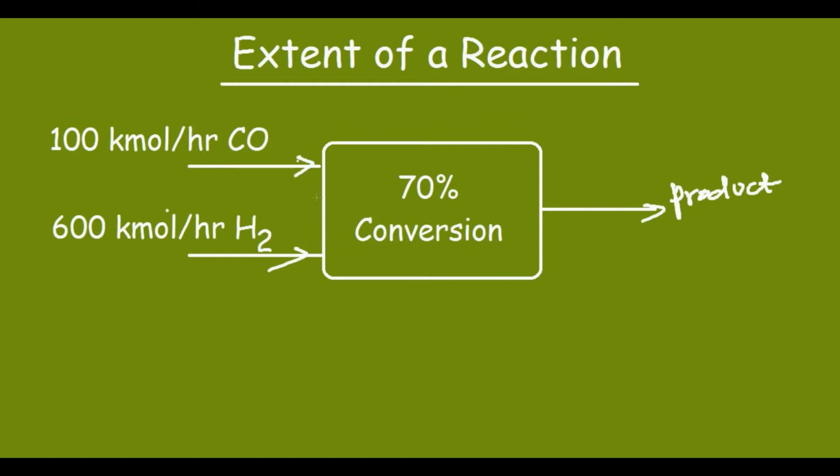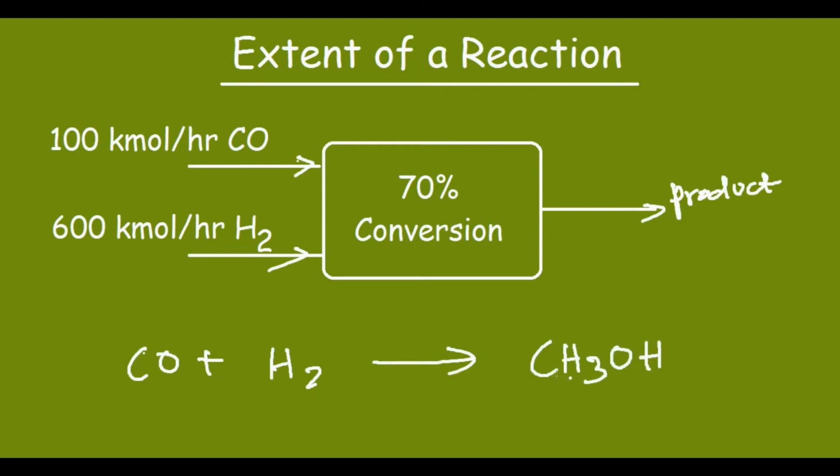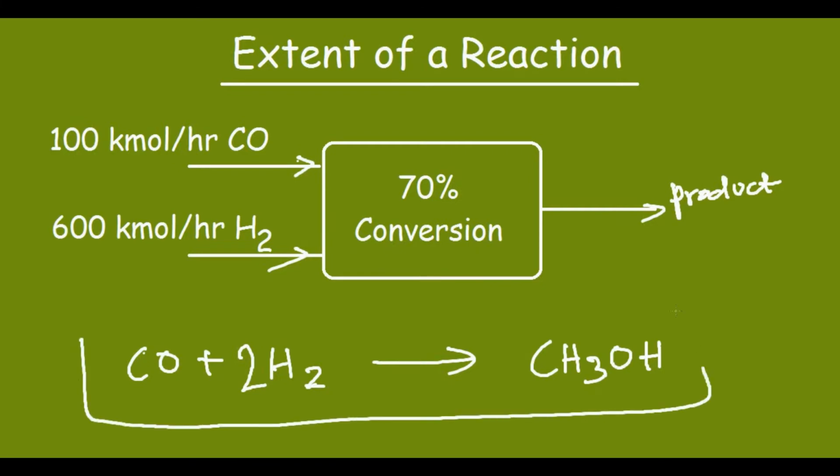Now we know that the reaction which is happening is CO plus H2 will give me methanol, CH3OH. This is the reaction which they are talking about. If I balance this, I have to multiply a 2 on this side with the hydrogen. So this is the reaction that we have.